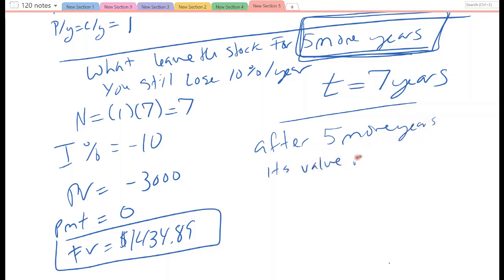And so after 5 more years, which would be 7 years, its value is now $1,434.89. So that's an example of if we are losing money by the same percent every year, it's a compound interest case. You have to remember the interest rate goes in there as a negative and time is 1 because it's per year. Alright, so that was a special example.